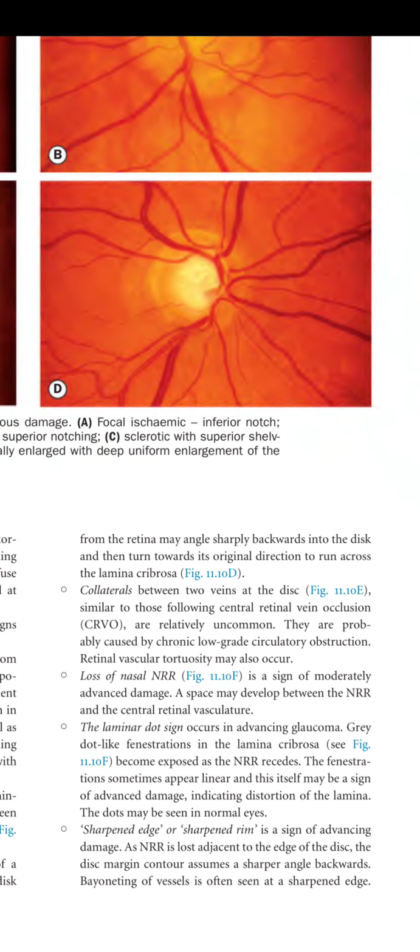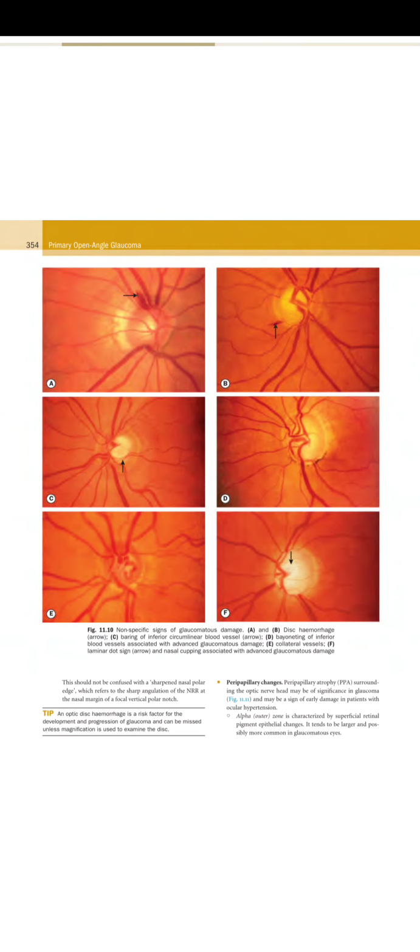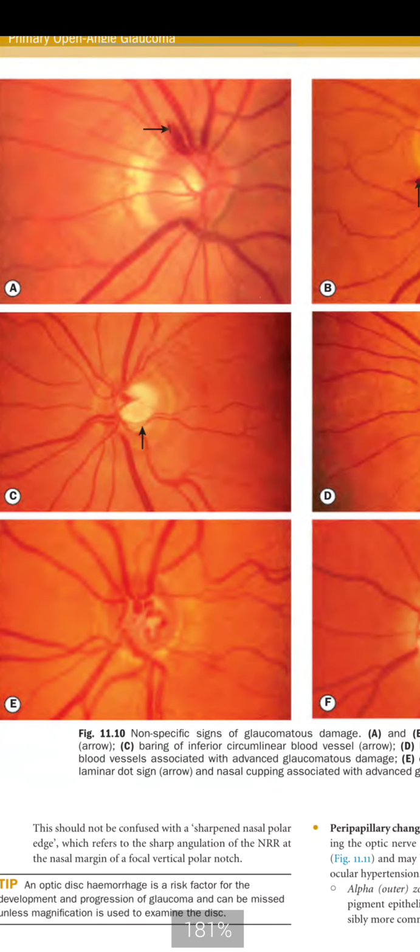Next are collaterals between the two veins at the disc, similar to those following central retinal vein occlusion, which are relatively uncommon. They are probably caused by chronic low-grade circulatory obstruction. Retinal vascular tortuosity may also occur. So this is a collateral. A collateral between the two veins is very common in the case of post CRVO, and glaucoma as well.